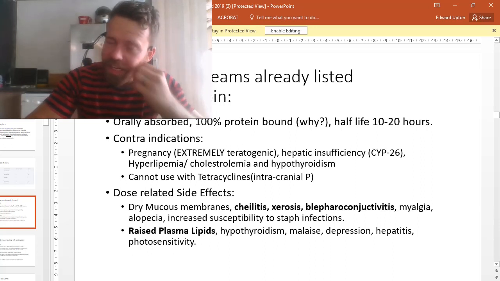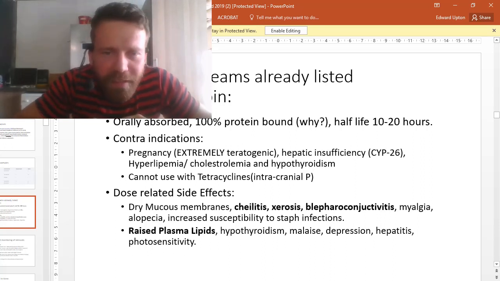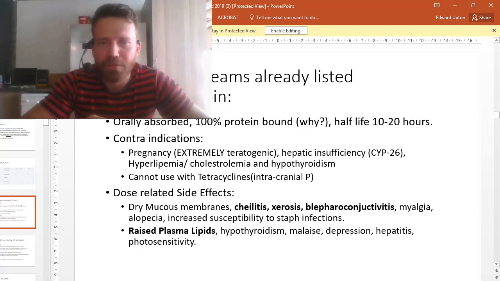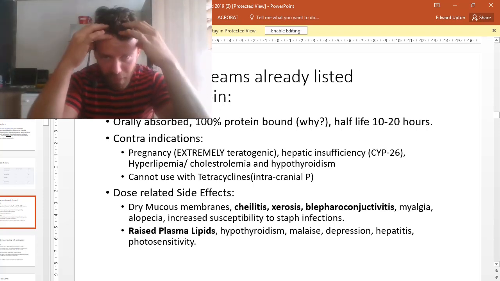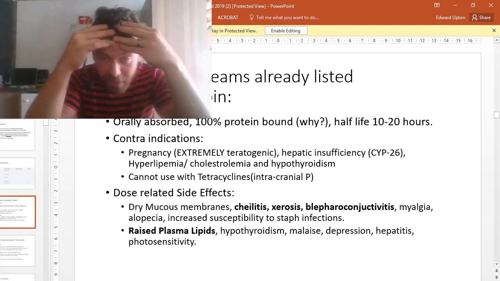And then I specifically highlighted the fact that you cannot use isotretinoin with tetracyclines. That's because when they're used together, you can actually get an increased intracranial pressure. So the pressure inside of your brain could actually increase. And that could lead to seizures and or strokes as well. So that's definitely something we don't want.